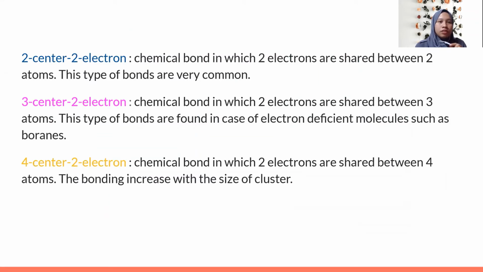2-center 2-electron bonding means the chemical bond in which 2 electrons are shared between 2 atoms. So this type of bond is very common. The next one is 3-center 2-electron bonding, in which 2 electrons are shared between 3 atoms. This type of bond is found in electron deficient molecules such as borane. And the third one is 4-center 2-electron bonding, in which 2 electrons are shared between 4 atoms, and this type of bonding increases with the size of the cluster.